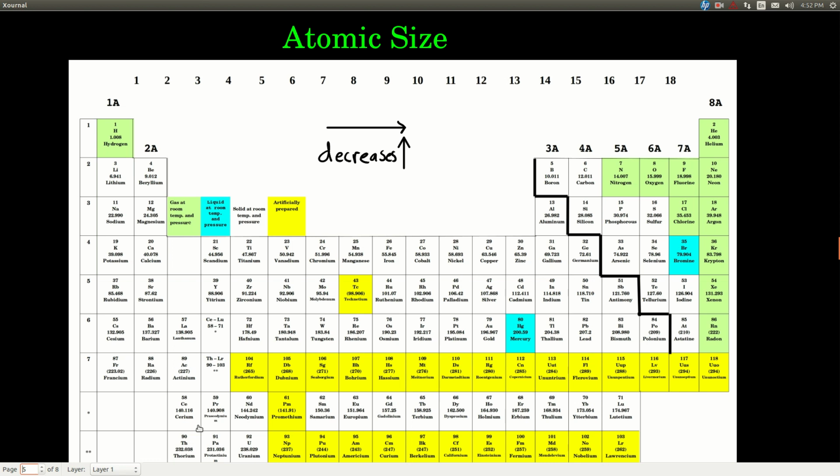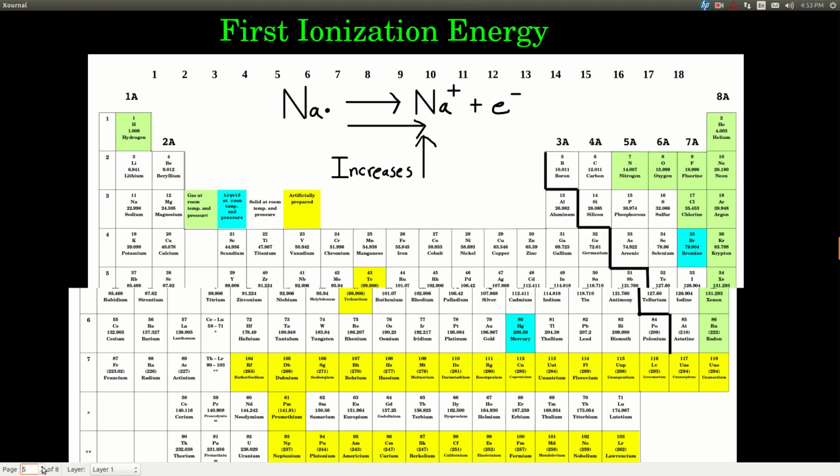And that is that the atoms get smaller in general as you go up and to the right in the periodic table. So following this trend, helium would be the smallest. Francium would be the largest. Now there's some minor exceptions, but you don't have to really know those. Just know the trend. Atomic size or atomic radius decreases, gets smaller up and to the right in the periodic table.